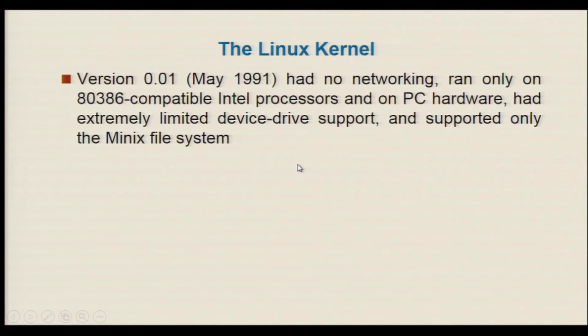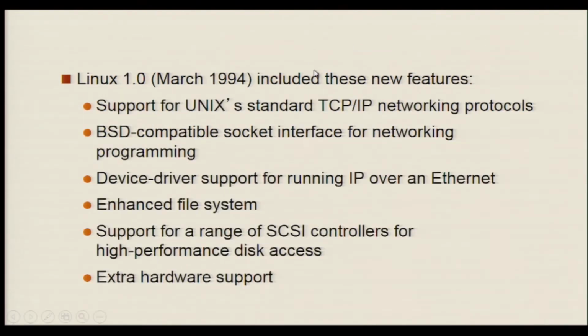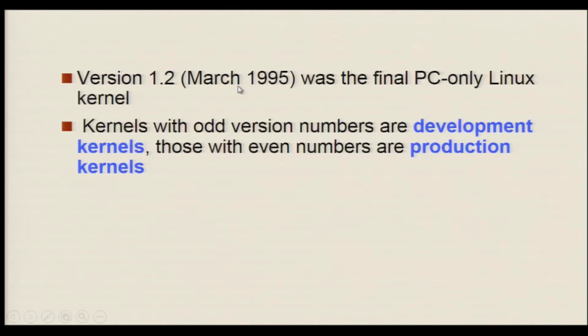Of course, it happened after 2 decades of UNIX becoming commercial. In '71 UNIX became commercial. Linux went ahead with the 1991 condition, which is like this. The 1991 version had no networking, ran only on 386 compatible machines. By that time, we were already talking about Pentiums coming, 586 coming. However, it was a very rudimentary version for Intel processors, PC hardware, with extremely limited device driver support, and supported only the Minix file system. Linux 1.0 included these new features: BSD compatible socket interface for networking programming, enhanced file system, extra hardware support. Version 1.2.95 was the final PC only Linux kernel.